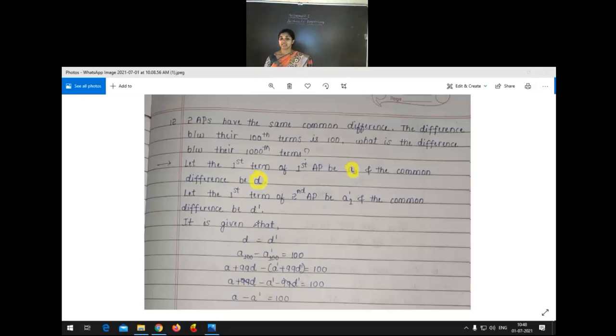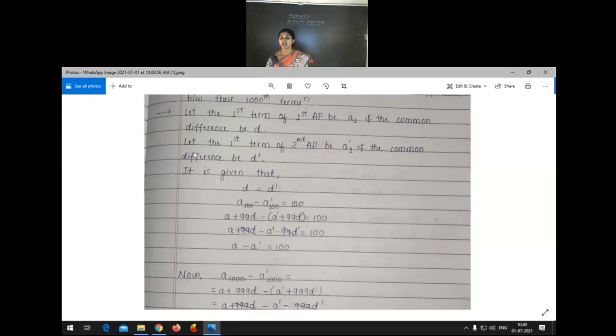Then it is given that both the APs have the same common difference. D is equal to D dash. We all know the difference is the same. D is equal to D dash. Now what is given actually? We have to take the given data: A100 minus A dash 100 is equal to 100. I told you, the 100th term of the first AP minus the 100th term of the second AP is 100. That's why A100 minus A dash 100 is equal to 100.